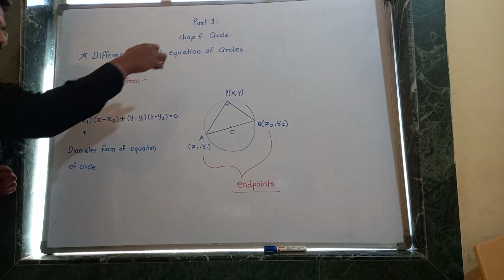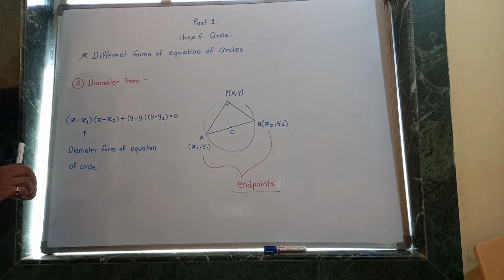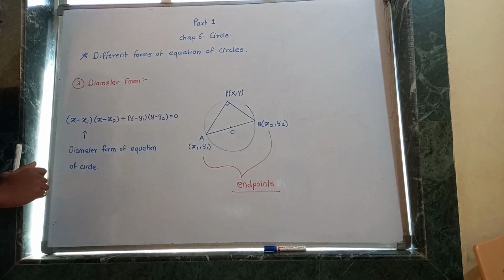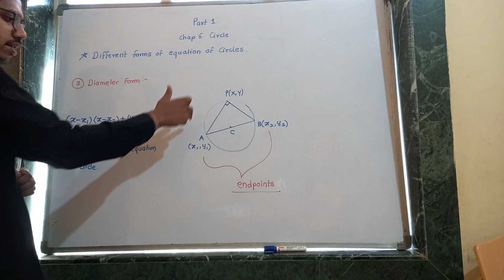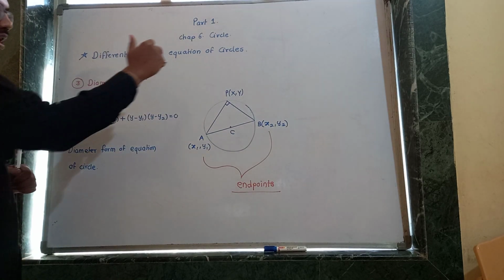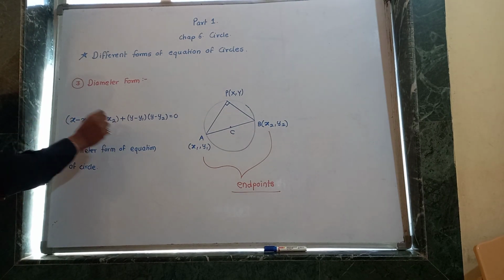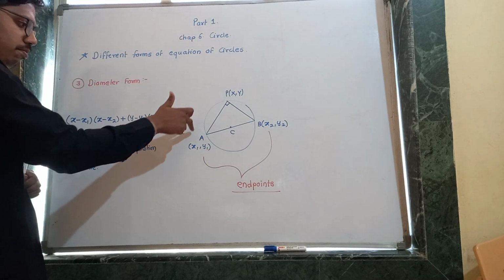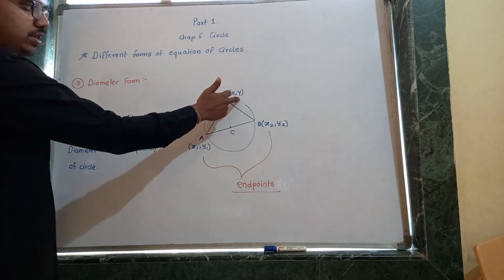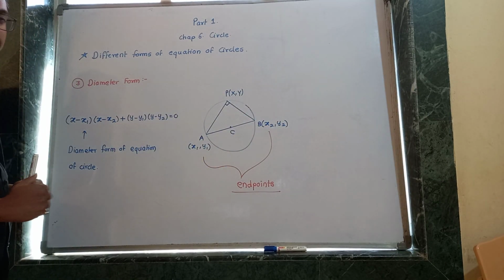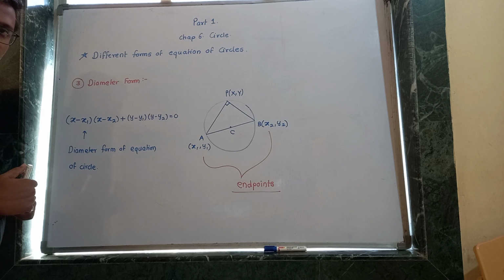That means we are using this coordinate as well as this coordinate as well as this coordinate also. (x - x1)(x - x2) means P's x coordinate minus A's coordinate, into P's x coordinate minus B's coordinate. Then there is a plus sign. Then again (y - y1)(y - y2), P's y coordinate minus A's y coordinate, into P's y coordinate minus B's y coordinate, which is equal to 0. So isn't it easy? Okay.